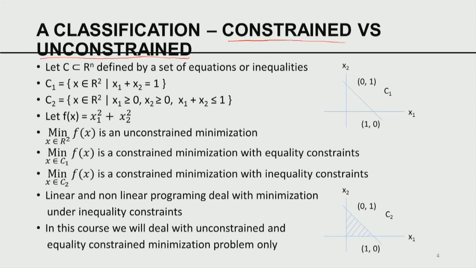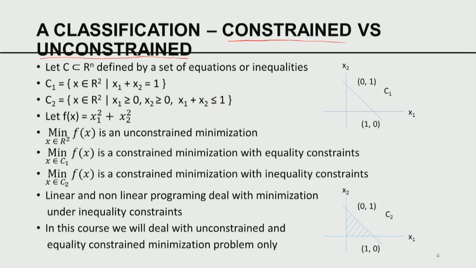Minimize f of x. That's an unconstrained problem. I have no constraint on x. But I would like to be able to insert a constraint now. Let C be a subset of Rn defined by a set of equations or inequalities. For example, let C1 be the set of all x such that x1 plus x2 is equal to 1. Let C2 be the set of all x in R2 such that x1 is greater than 0, x2 is greater than 0, x1 plus x2 is less than or equal to 1.